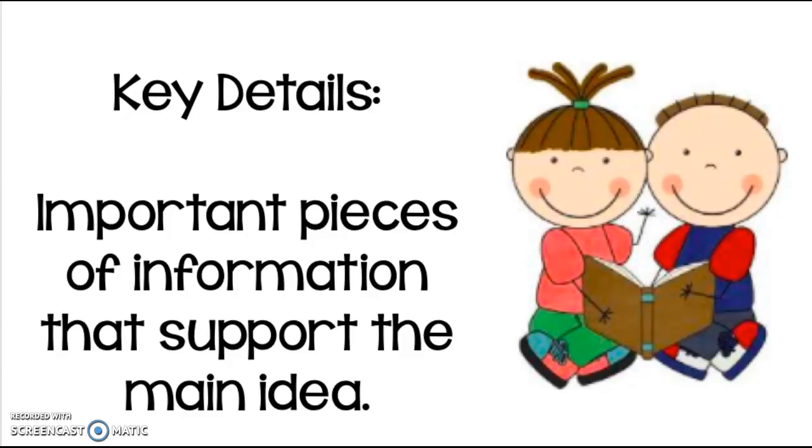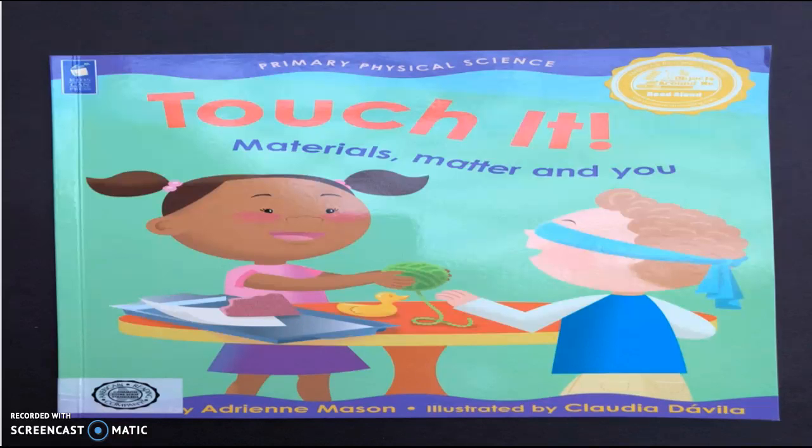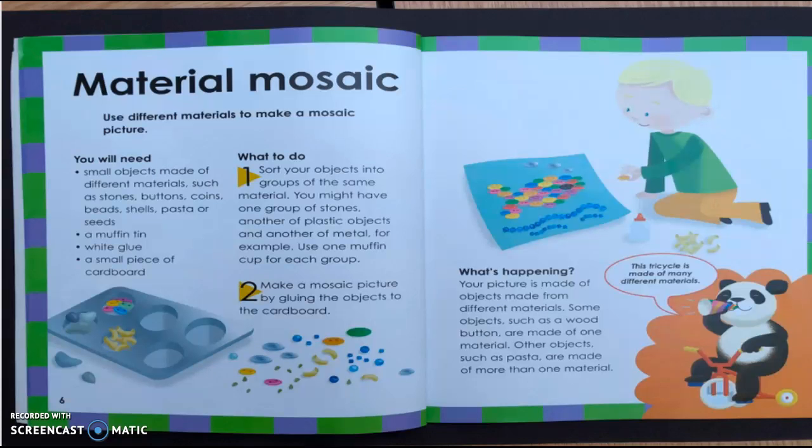Welcome back. We are going to look into this book again, Touch It, Materials, Matter, and You. And we're going to look at the same passage about the material mosaic. I'm going to have you do a different activity, a little bit different than what we did yesterday. But I'm going to go ahead and read it and review the key details that I found the last time we read this passage. Are your listening ears ready? Okay, great. Here we go.